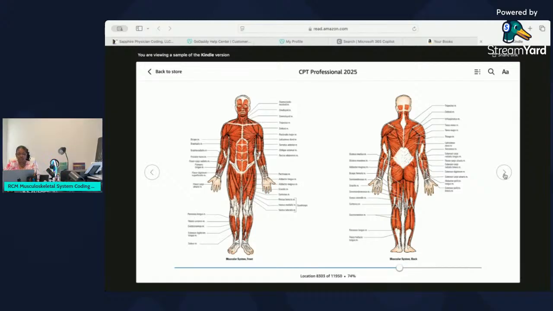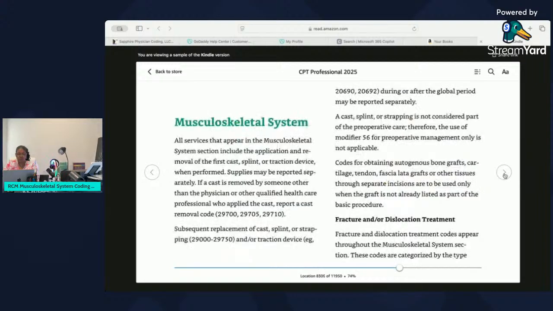So again, this is the musculoskeletal system. This is the illustration in the musculoskeletal system. Every chapter in the CPT book, okay, we're not on the coding yet, but I'm going to show you how the medical terminology book must be combined with the CPT. So this is the medical musculoskeletal system. It's the muscles and the skeletal system together, okay? So these are the guidelines for it.